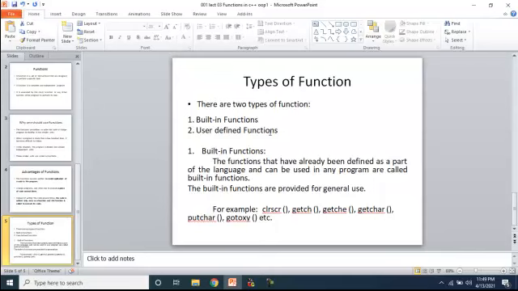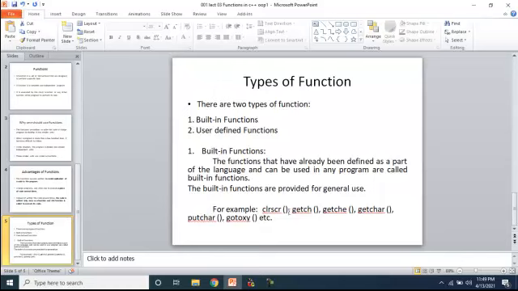And these built-in functions are like general ones. Most people will need this, that's why the compiler comes with them built-in. The built-in functions that have already been defined as a part of the language and can be used in any program are called built-in functions.